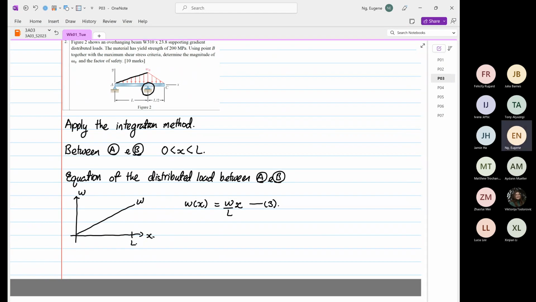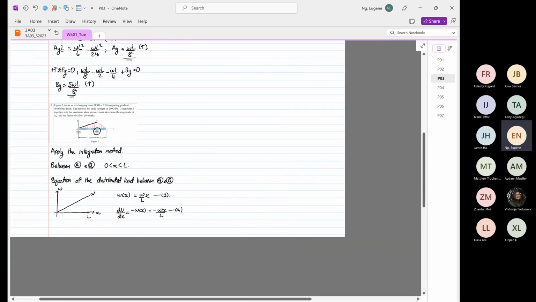So from here, using the integration method, we know that dV over dx is equal to minus omega as a function of x. So this will be equal to minus omega naught x over L. This is what we call our equation number 4. When we integrate this equation, we can get our shear force.